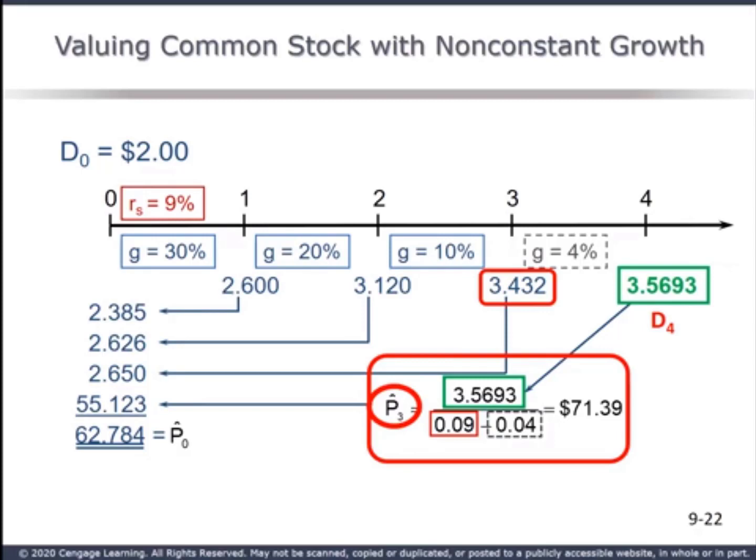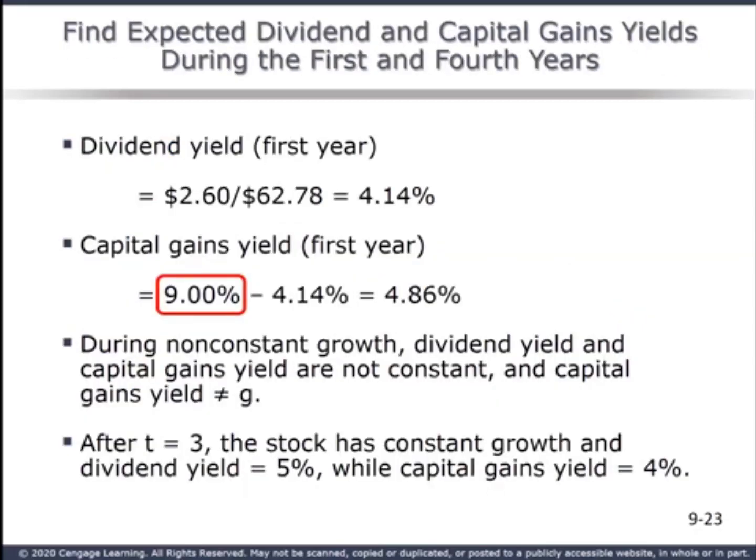This method is followed step by step in the video tutorial posted with this lesson. So what do dividend yield and capital gains yield look like for a non-constant growth stock? They're calculated in the same way, but they're not constant. For the first year, dividend yield is going to be $2.60 over 62.78, 4.14%. So capital gains yield is 9 minus 4.14, 4.86%. Once the dividend begins to grow at a constant rate, dividend yield and capital gains yield stabilize. Dividend yield 5%, capital gains 4%, the constant growth rate.